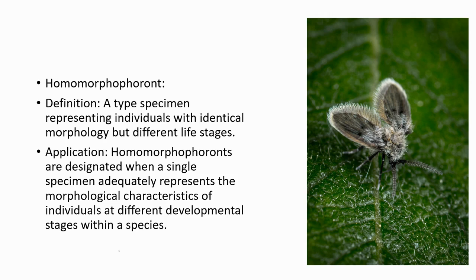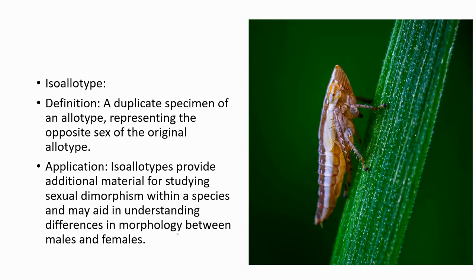Homomorphophoront, a type specimen representing individuals with identical morphology but different life stages. Homomorphophoronts are designated when a single specimen adequately represents the morphological characteristics of individuals at different developmental stages within a species. Isoallotype, a duplicate specimen of an allotype, representing the opposite sex of the original allotype.